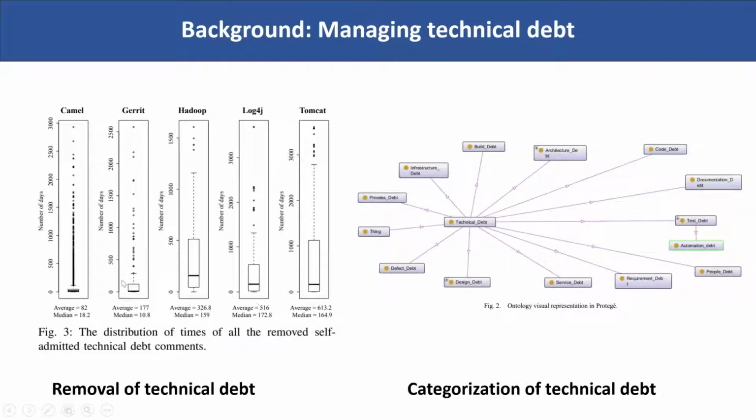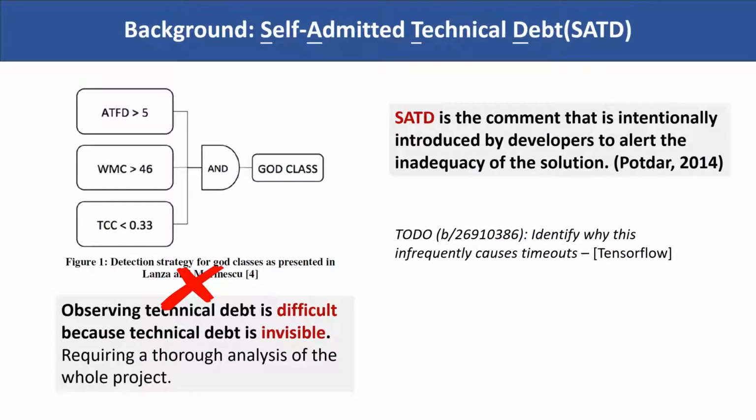For example, they characterized the introduction and removal of all technical debt during the development process. They also designed a series of categorizations to characterize technical debt. However, they only focused on certain types of technical debt or on all types of technical debt together. For example, observing the introduction and the removal of code smell.